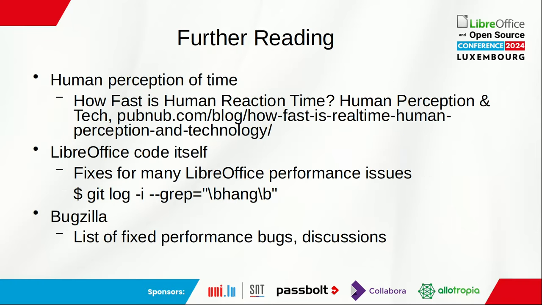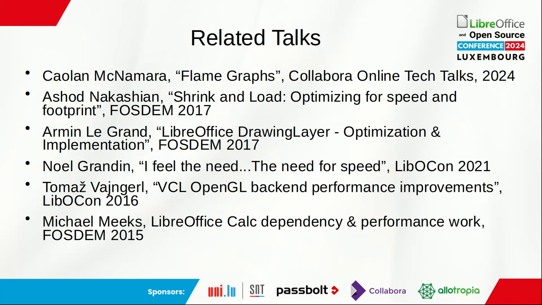And for further reading, I can suggest this article about human perception of time, and also looking into LibreOffice code itself to understand the fixes for many LibreOffice performance issues that are fixed; Bugzilla and the Git log are very helpful. And at last, there are many talks by the LibreOffice developers that I can suggest on various different parts of performance of LibreOffice and improvement. And the last one, the flame graphs by Caolán, is very recent.